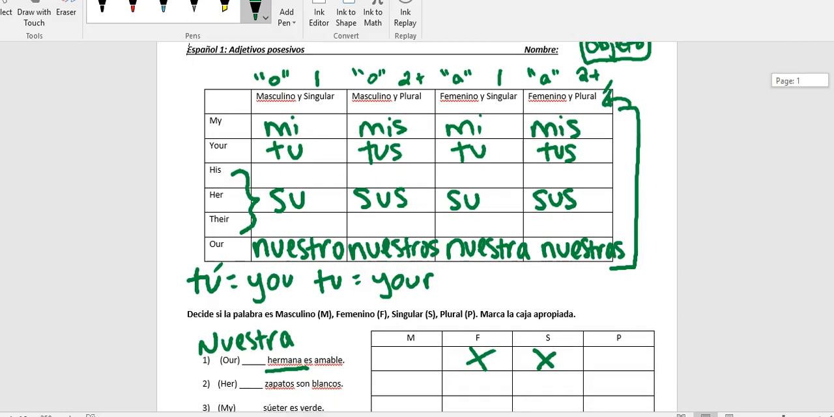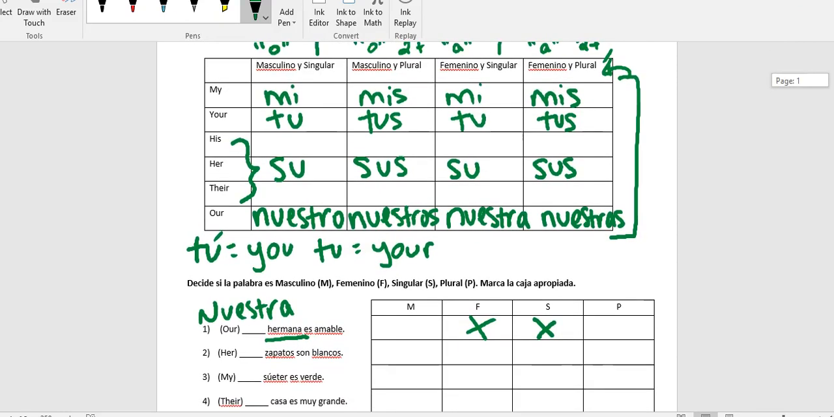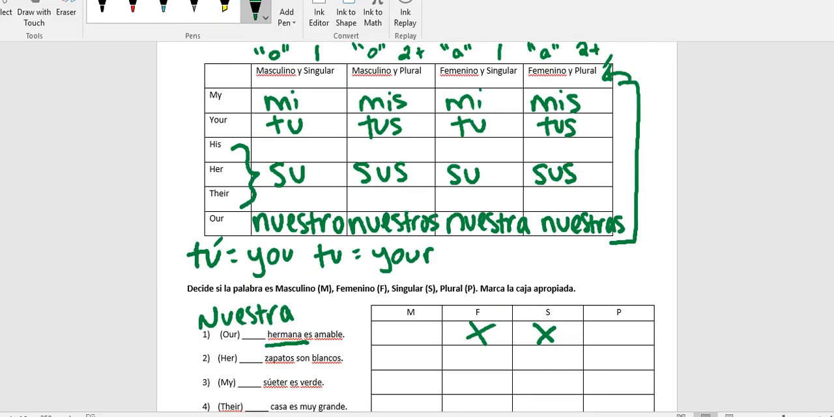Alright, we'll look at número 2. Her zapatos son blancos. So what's the object that's being claimed in the sentence? Zapatos. Are zapatos masculino or femenino? Well, they end in O. So again, if we go up, we know it's masculino. And they're OS, which means it's plural. So we want her in masculino and plural. So there's our masculino plural down to her, and we get sus. So sus zapatos son blancos.